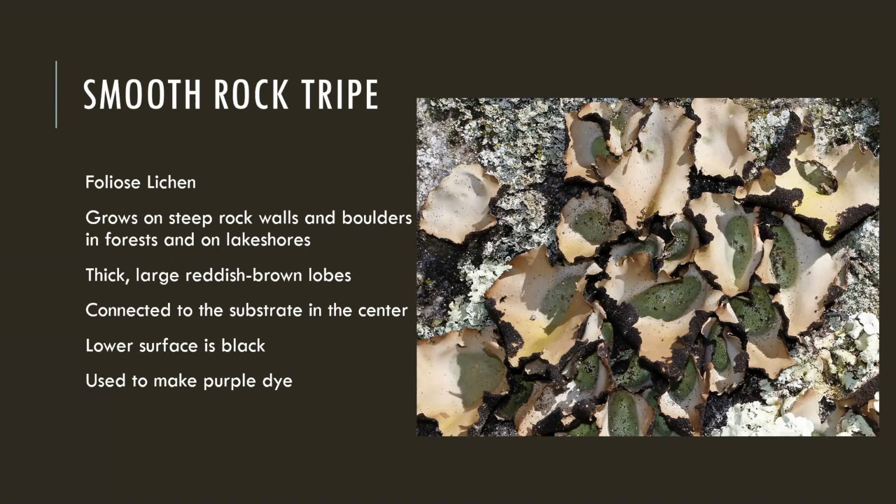So like I said, it's a reddish brown lobe on the top, and then underneath it's black. Also, you can use this foliose lichen to make purple dye, which is pretty fascinating, that you can actually make a purple dye out of this brown looking, flat, paper thin lichen.